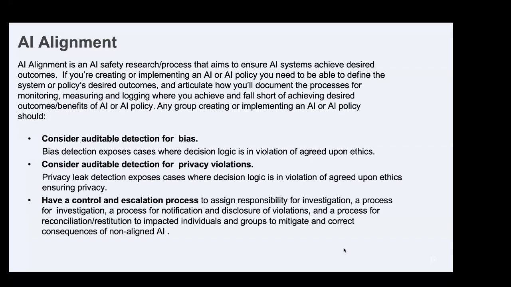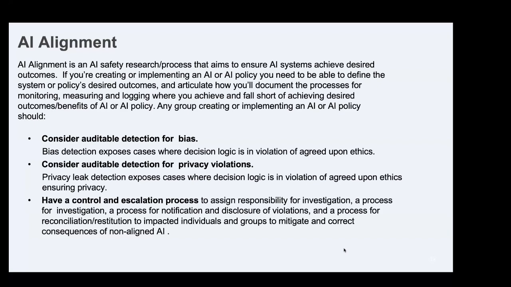Consider auditable detection for privacy violations. If you're doing privacy leak detection, how are you going to know when your decision logic is in violation of your agreed upon ethics ensuring privacy within your training data sets or within your user outputs if they are reused for training or reused for shared prompting?